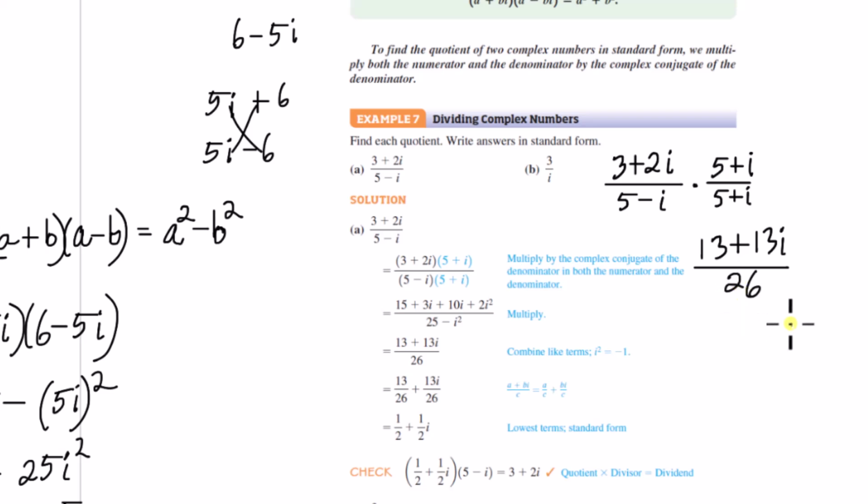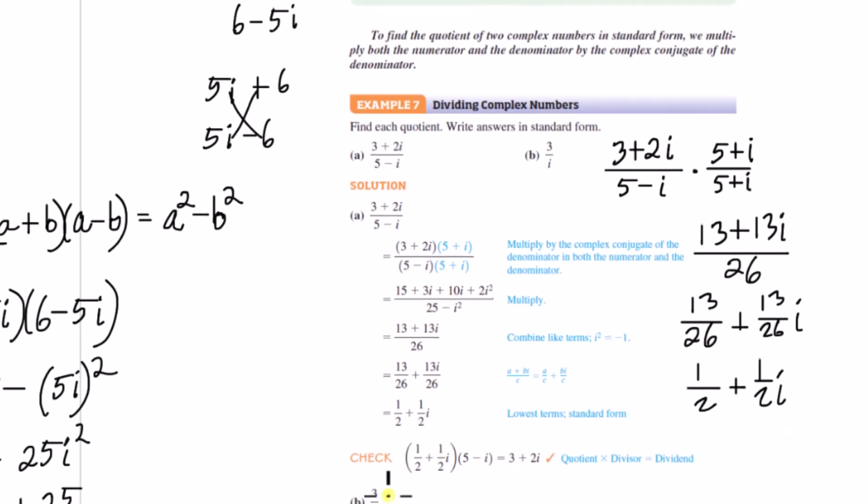Now we can separate this into one fraction plus another fraction. So you can see that you've got 13 over 26 plus 13 over 26 i. And that is a brand new complex number. But 13 divided by 26 is 1/2. So there you go. We started with two complex numbers, one divided by another, and we end with a brand new complex number. So we divided two complex numbers.